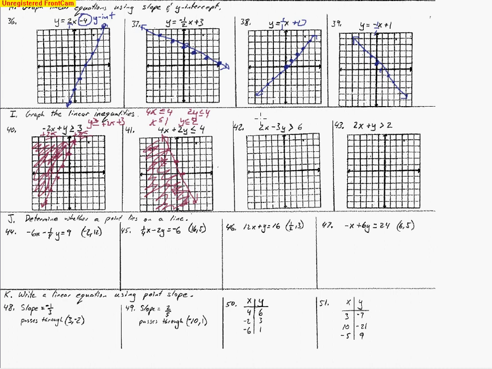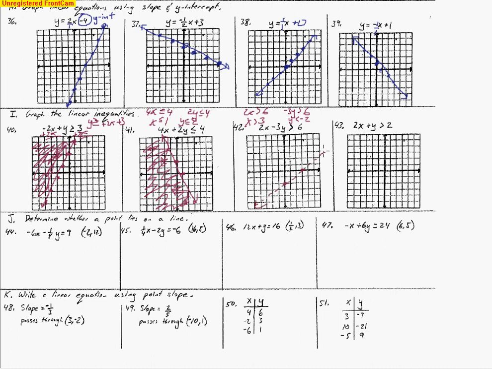Same thing on this one. Set up 2x greater than 6, so x is greater than 3. The next one you've got to be careful with because it's -3y is greater than 6. So y is less than negative 2 when I divide by the negative. So I plot those points over 3 on the x-axis, down 2 on the y. This time it's a dash line.